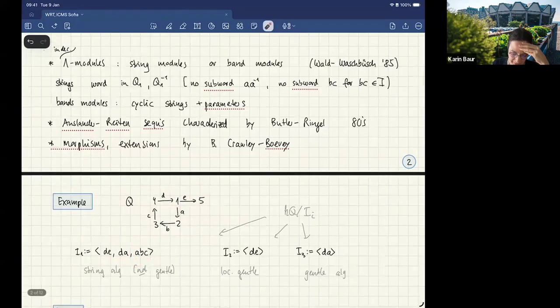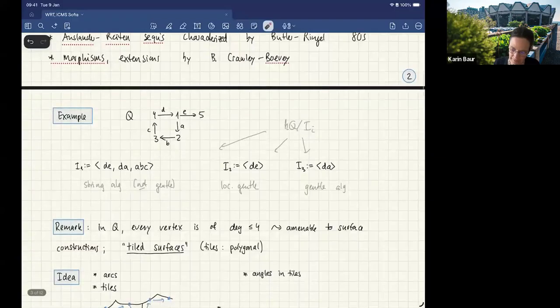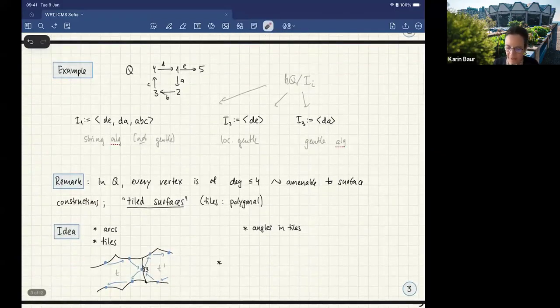Now, the remark why it is amenable to surface constructions is this local condition that you have at most degree 4 at every vertex. So you have at most 4 vertices. And that makes it amenable to surface constructions, as we see relatively soon.